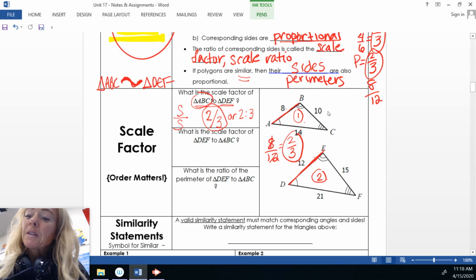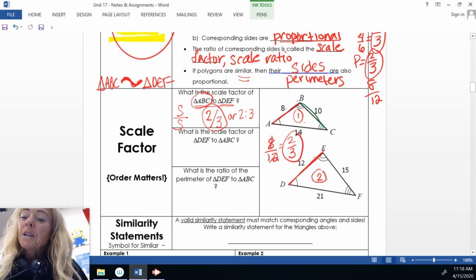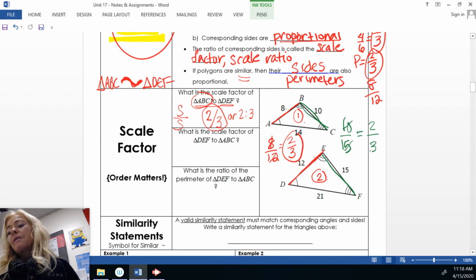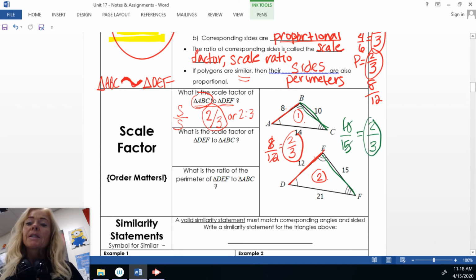So say I'm going to pick this side right here where my angles are the 2 arced angle to the 3 arced angle. That would be this side right here. That's 10 to 15. And because they are similar triangles, that must also simplify to 2/3, which it does. If you divide out a 5, you get 2. Divide out a 5, you get 3. So 2/3 works for that side too.